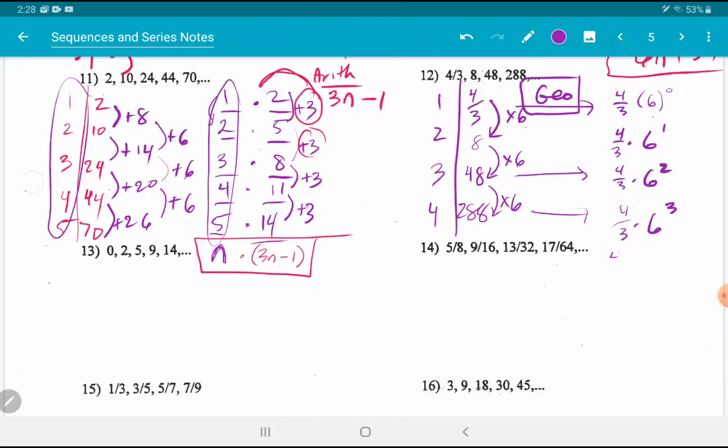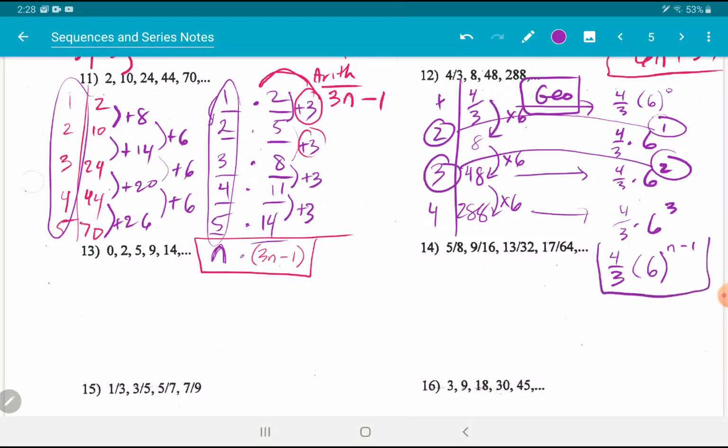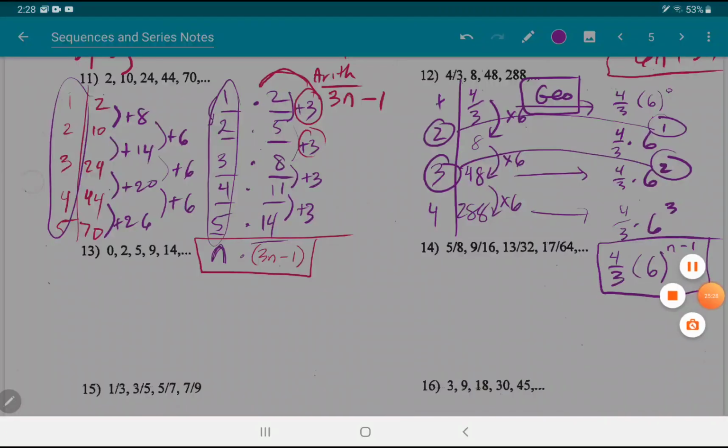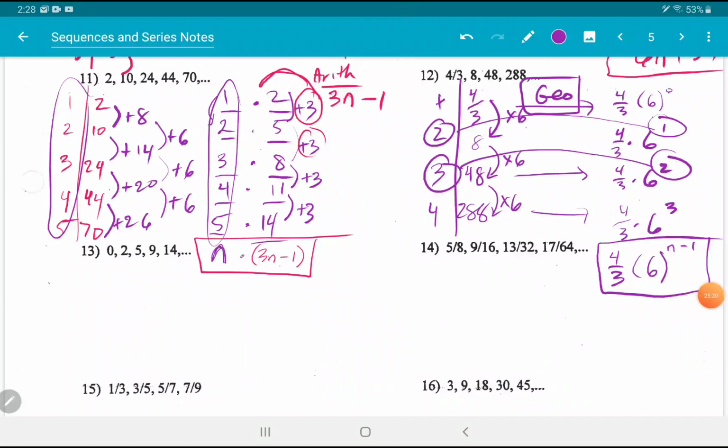We got 4/3, that's something in common among all of them, times 6 to the power of something. Term 1 needs to give us 0. 2 needs to give us 1. 3 needs to give us 2. So we need to take it to the power of n minus 1. Always 1 less. There we go. Okay. All right. Let's just do a couple more.